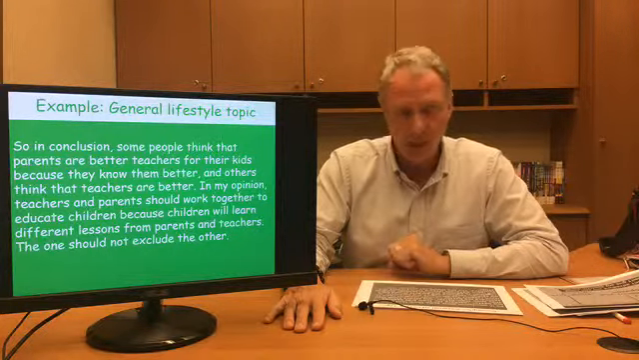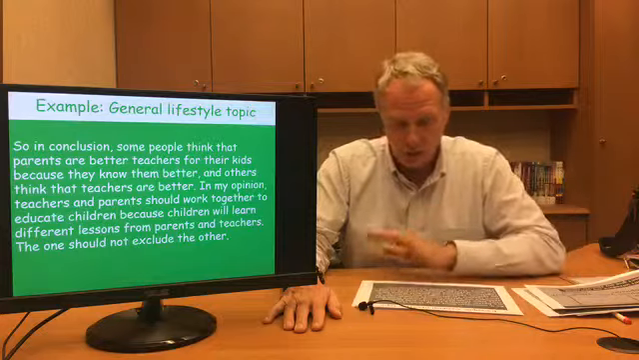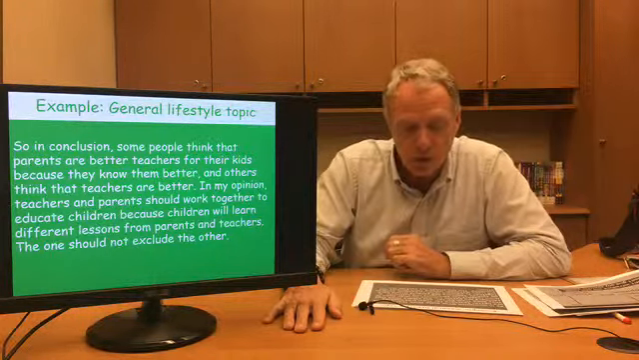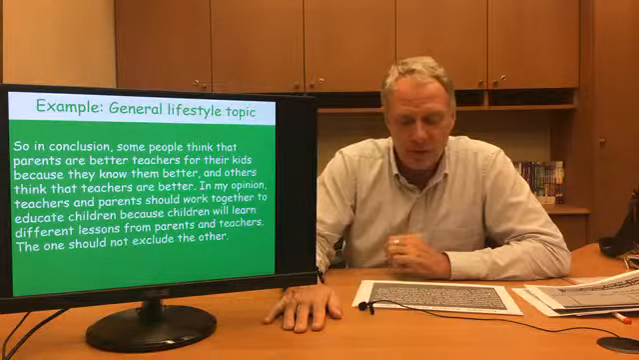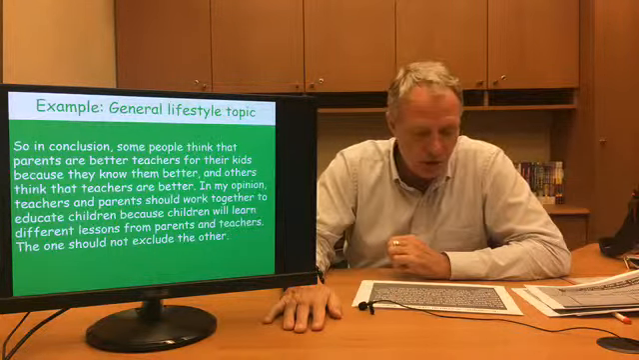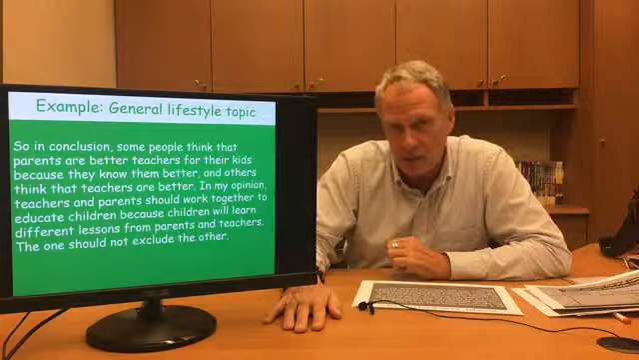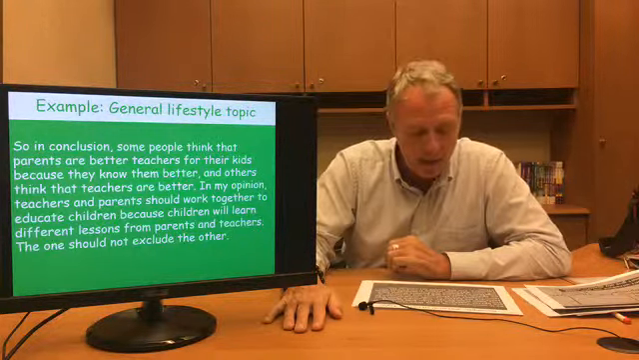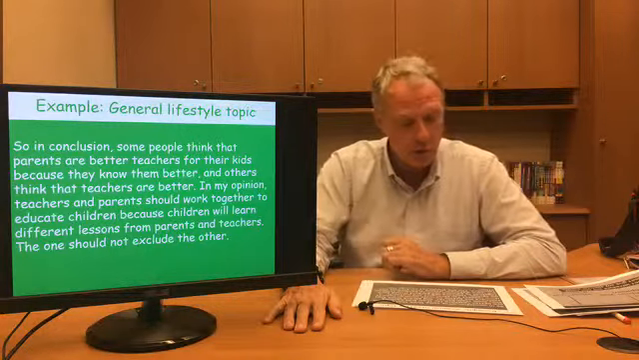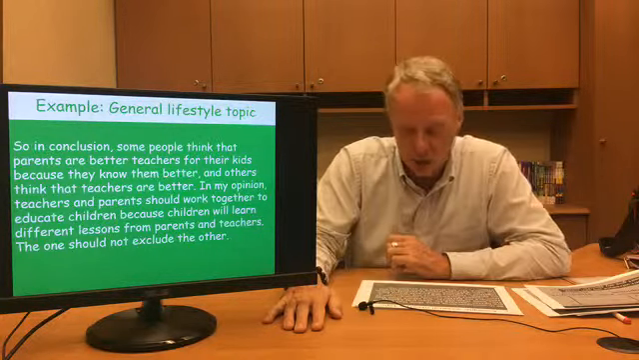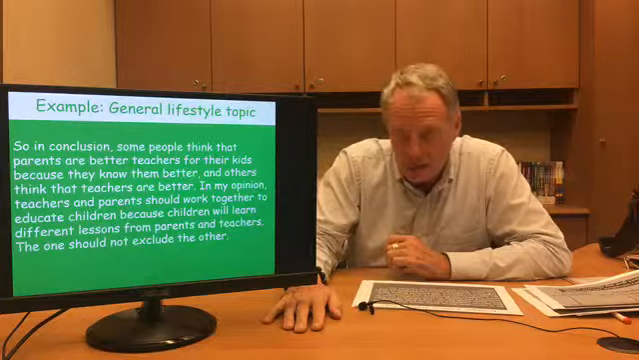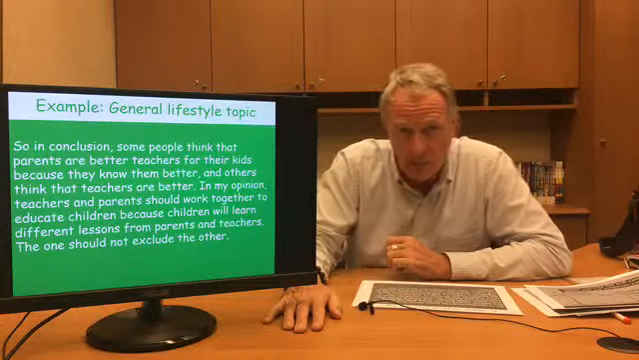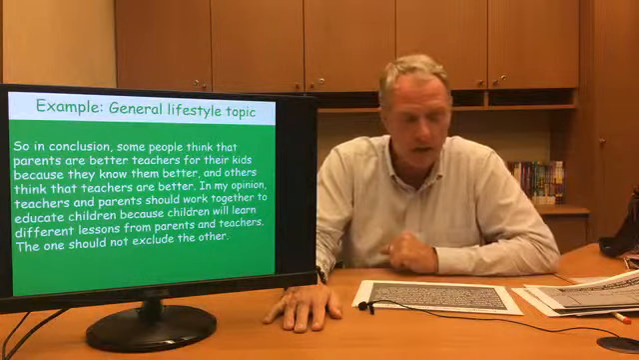First sentence, you're summarizing your ideas. So, in conclusion, some people think that parents are better teachers for their kids because they know them better, and others think that teachers are better. In my opinion, teachers and parents should work together to educate children, because children will learn different lessons from parents and teachers. This is your opinion part. You're repeating your opinion in the essay.